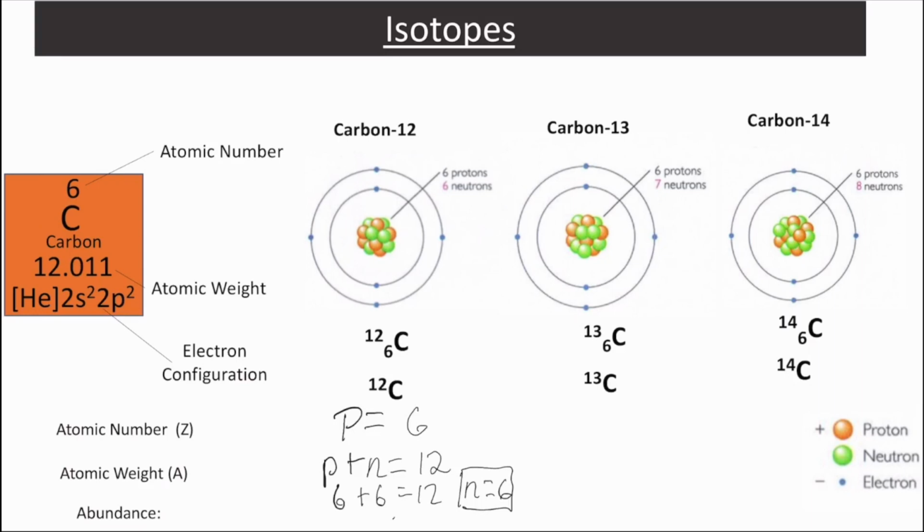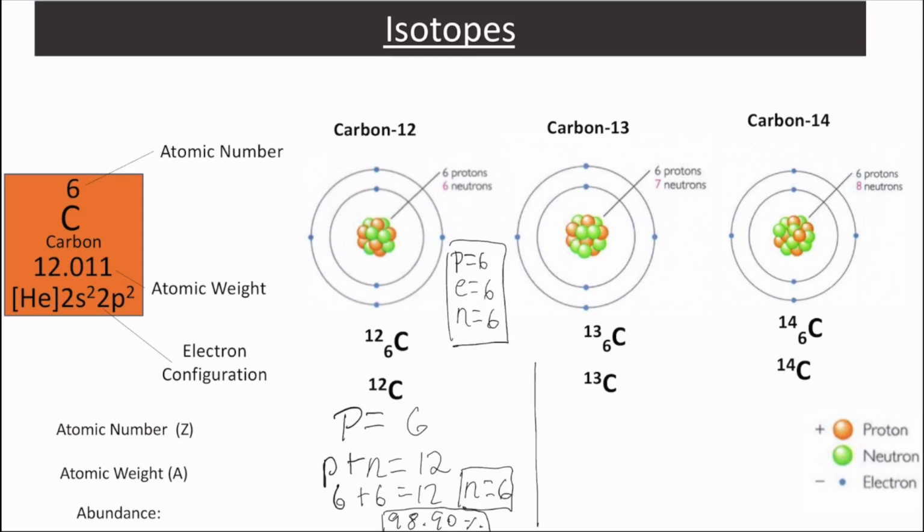The abundance for this one is 98.90%. And the abundance is just numbers that I'm giving you. Okay, so what makes this carbon 12 is having 6 protons, then the same number of electrons for charge neutrality, and 6 neutrons.